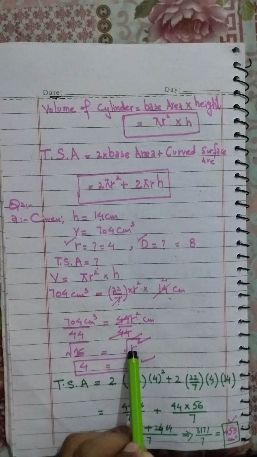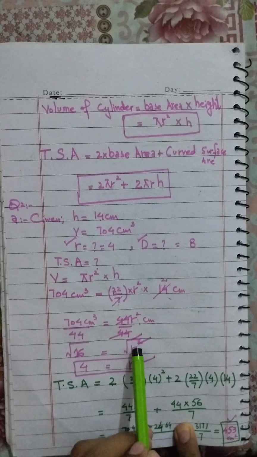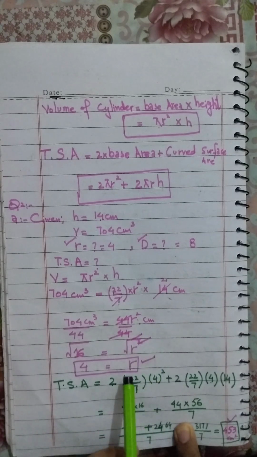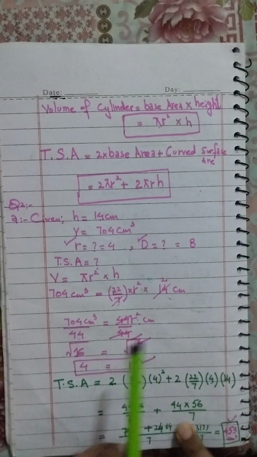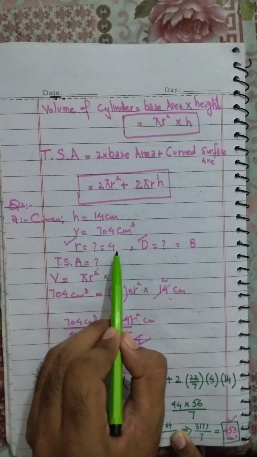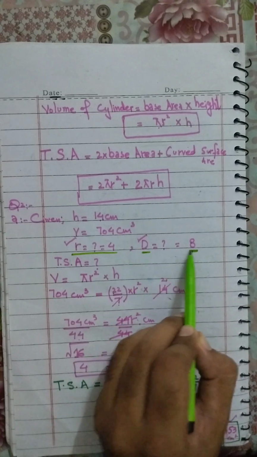To isolate r, we have to find r's value. Just take a square root, that square root and the square will cancel each other, and we get the value of radius, which is equal to 4. So as the radius is 4, the diameter is double of that, it becomes 8 centimeter.